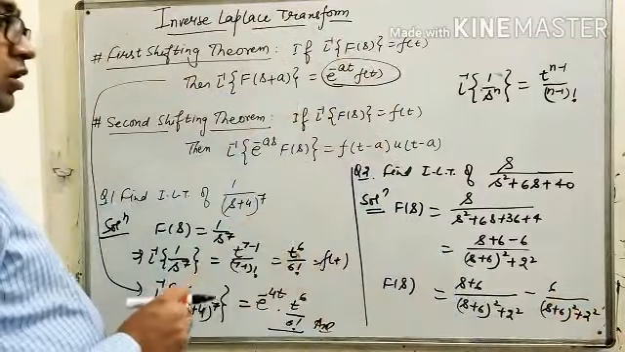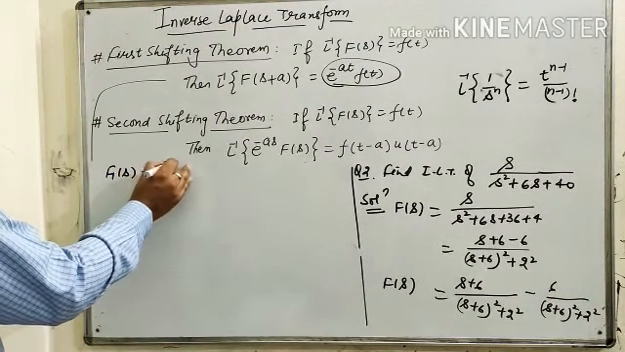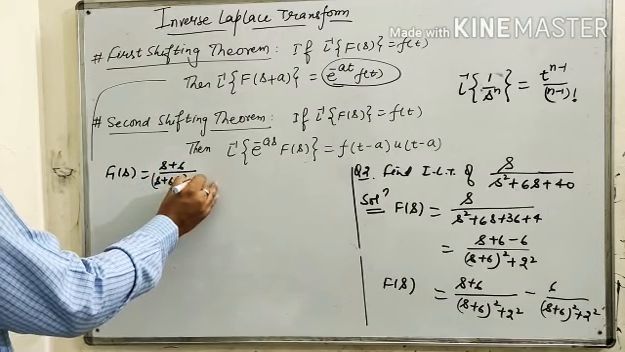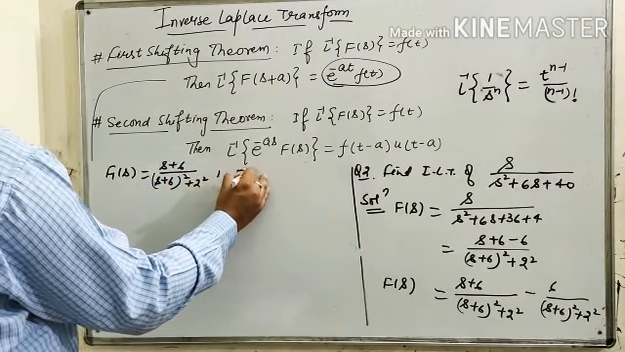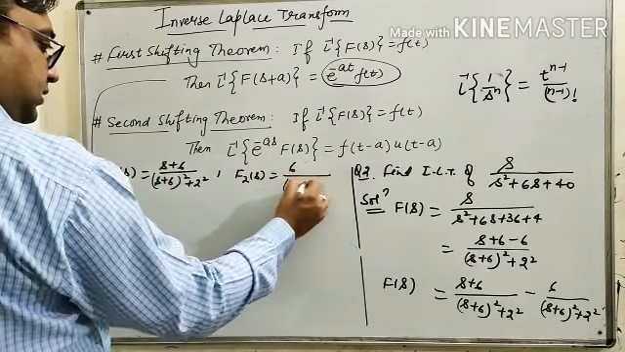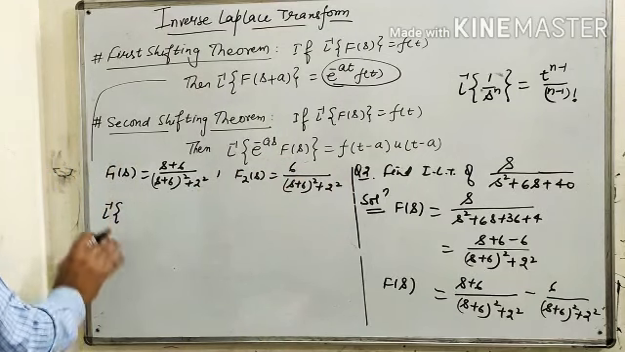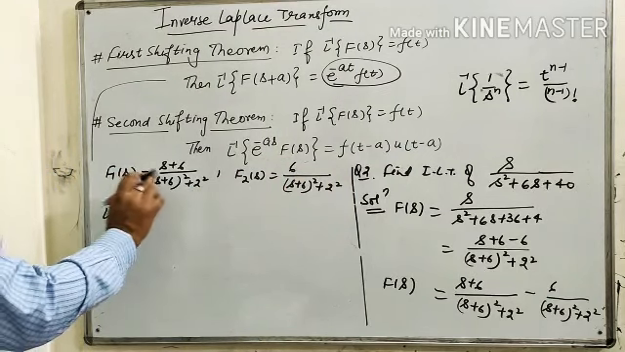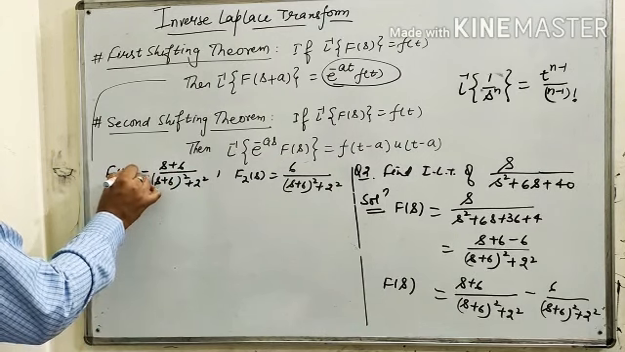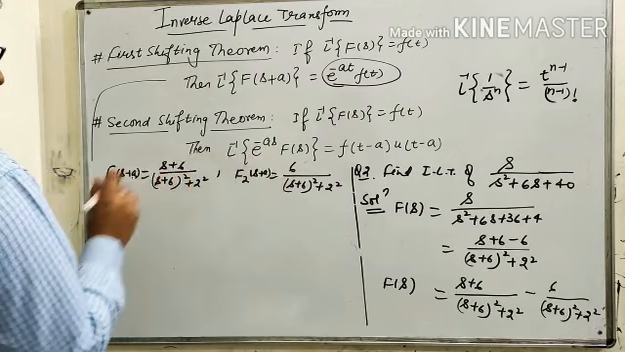Now we have two parts of this particular function. So let F1(s) equal (s+6) upon (s+6)^2+2^2, and F2(s) equal 6 upon (s+6)^2+2^2. So first we have to identify inverse Laplace of F1. This is F1(s+a), and this is F2(s+a).